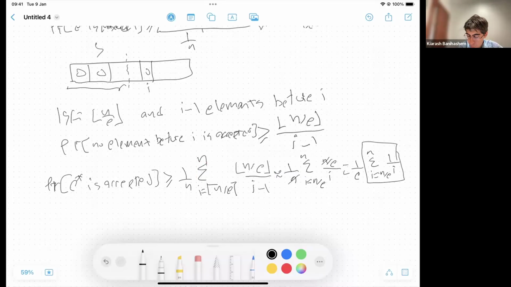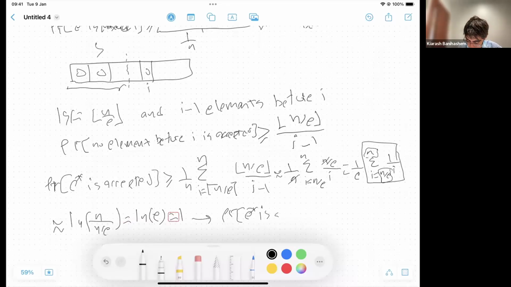Well, you can always approximate this. This is the sum of 1 over i over integers. You can approximate this using the harmonic series. So this is going to be approximately log of n divided by n over e, right? Log of n divided by n over e, which is log of e, which is 1. So because of that, the probability that E star is chosen, E star is accepted, is going to be bigger or equal to 1 over e.